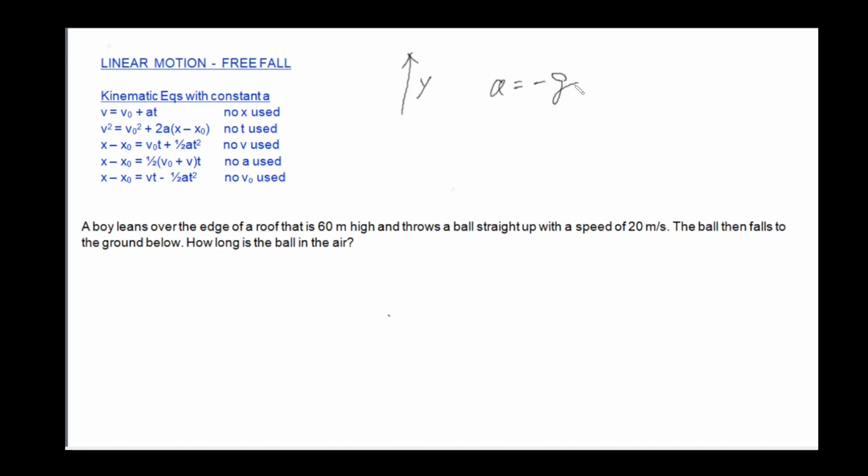A boy leans over the edge of a roof that is 60 meters high and throws a ball straight up with a speed of 20 meters per second. The ball then falls to the ground below. How long is the ball in the air?